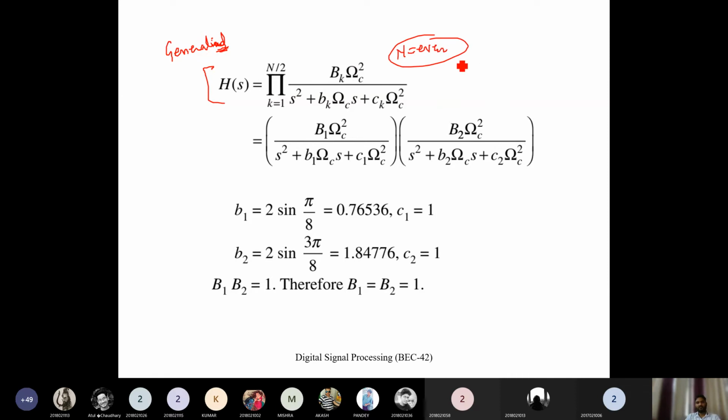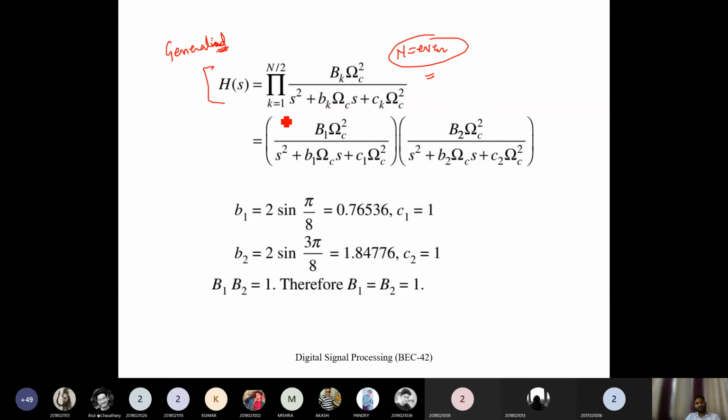There were basically two formulas: one for n equal to even, and another for n equal to odd. In the case of n even, we get this formula and use it for the conversion. So k should vary from 1 to n by 2. Here n is 4, so 4 by 2, which means two values will be there, k1 and k2, for two different values of k.